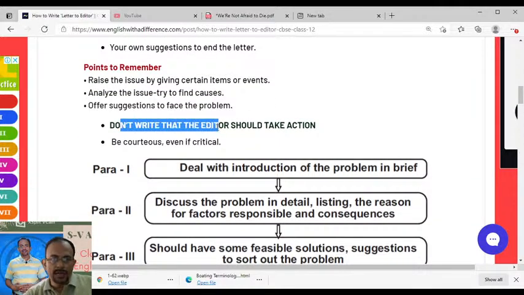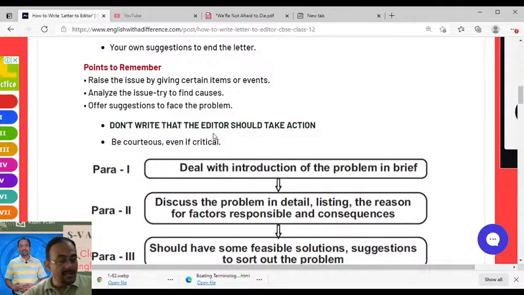Don't write that the editor should take action. The editor is not supposed to take action, dear students. The editor's role is to publish your complaints, to publish your letter in the newspaper. He is not the concerned authority to take care of your problem. His only duty is to publish your write-up. Therefore, do not request the editor to resolve the problem.